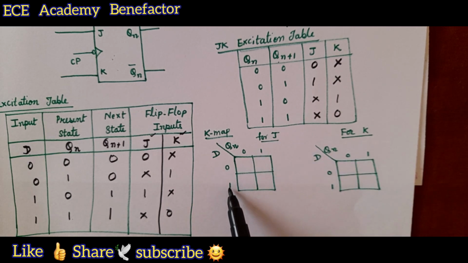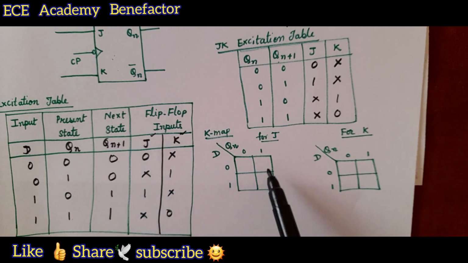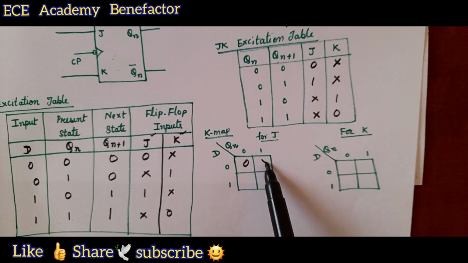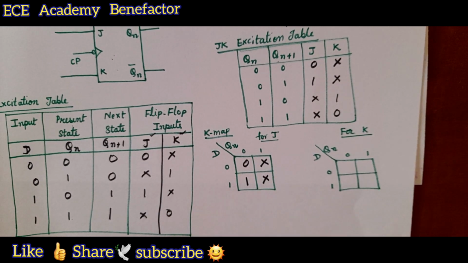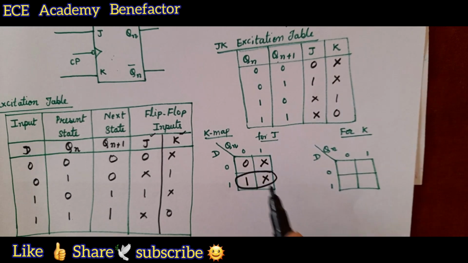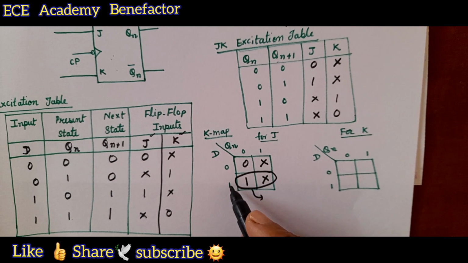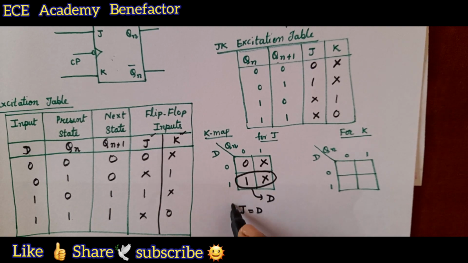0 1 0 1. So, let us fill this J values in this K-map, that is 0 x 1 x, okay, like this. So here one group is possible, that is forming a pair. So for this pair it is 1, that is D. So what is J equal to? D.